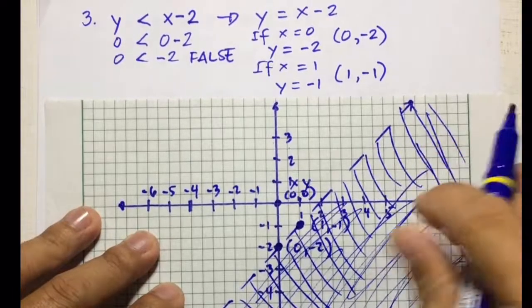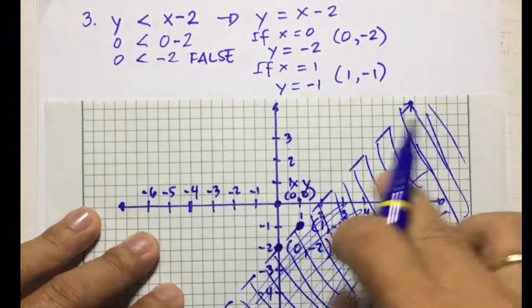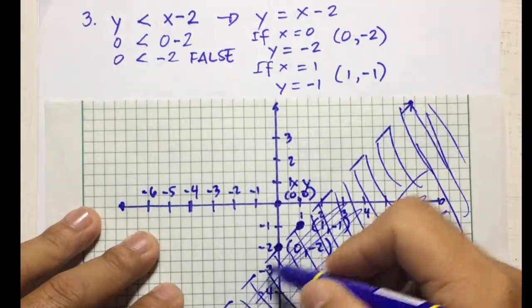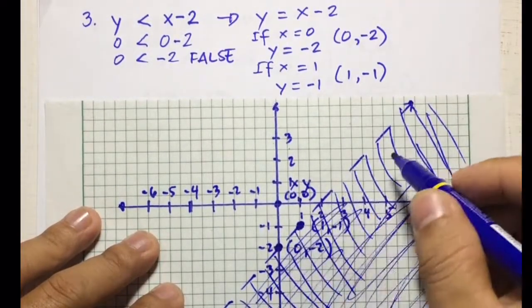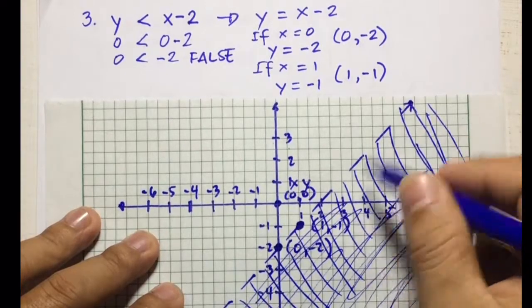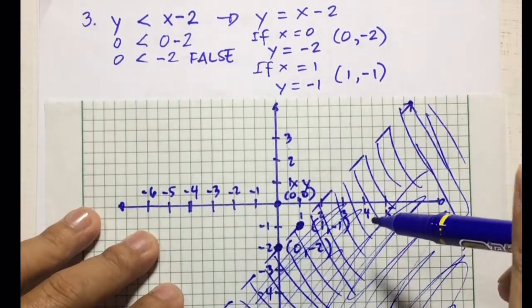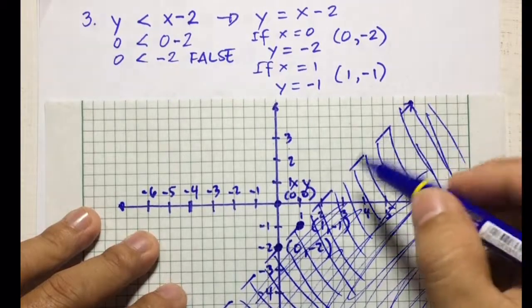Again, all of the points found on this side of the line are part of the solution except the points found on the line. So this is now the graph of y is less than x minus 2.